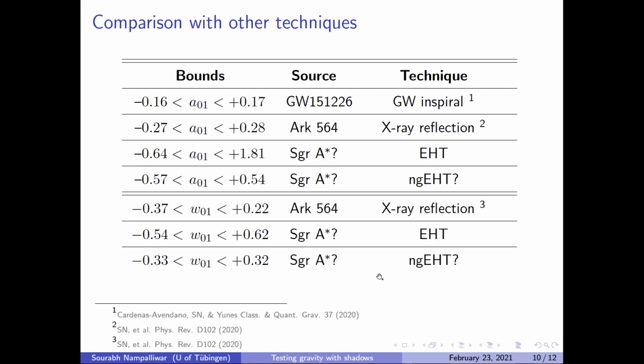So this paints a pretty dim picture of what is possible with shadows to measure these parameters, but let me end on a positive note. So going into the details, we find that the A01 parameter, which is, by the way, related to the RR component of the metric, is strongly dependent on the shadow size. And the W01 parameter, which is related to the TT and T phi component, is strongly dependent on the shape.